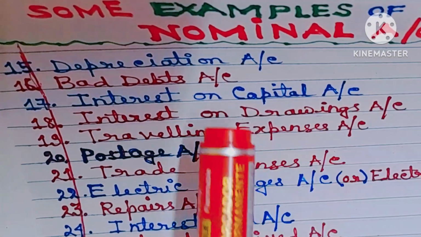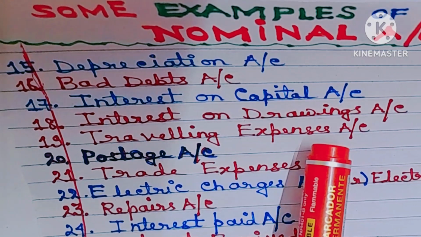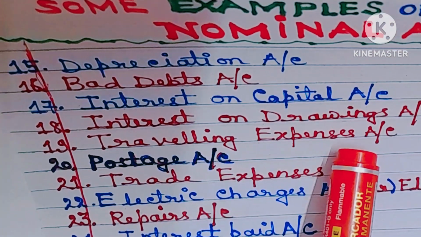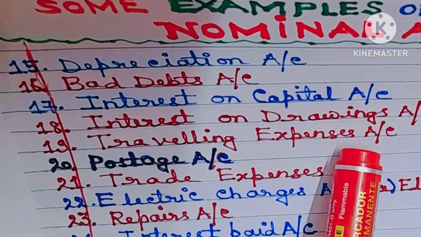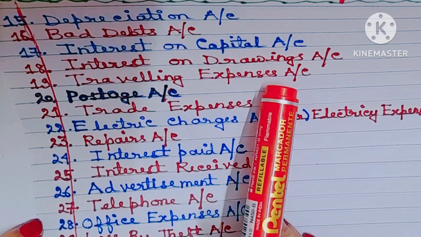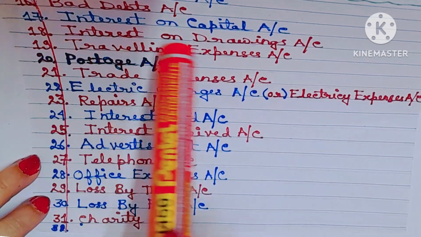When the goods are sold to a customer on credit and if the amount could not be recovered from the customer due to his insolvency or for some other reason, the amount not recovered is called bad debts. Bad debts is a loss for the business. Understood? Number 17, interest on capital account.